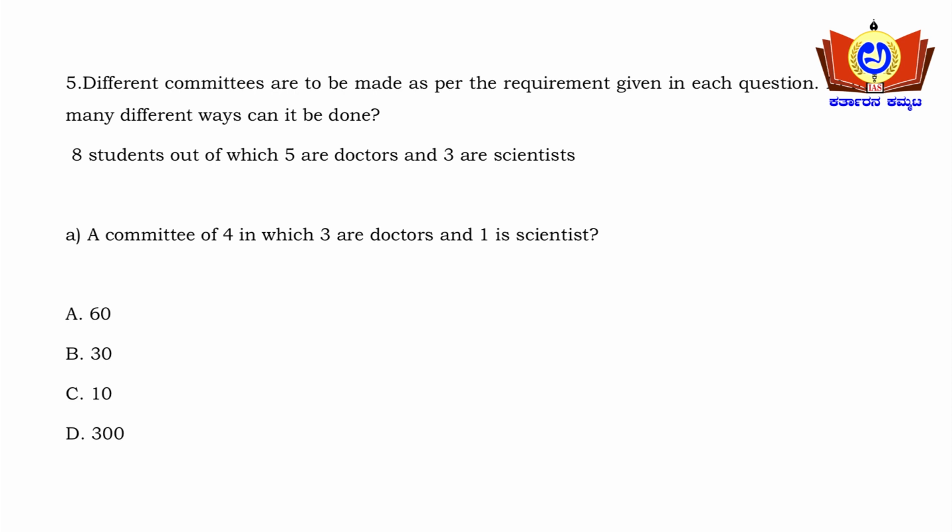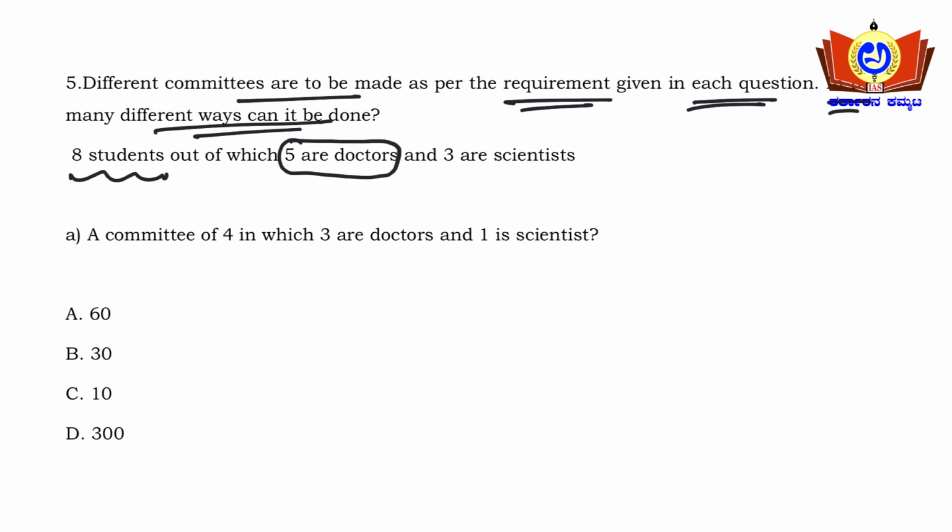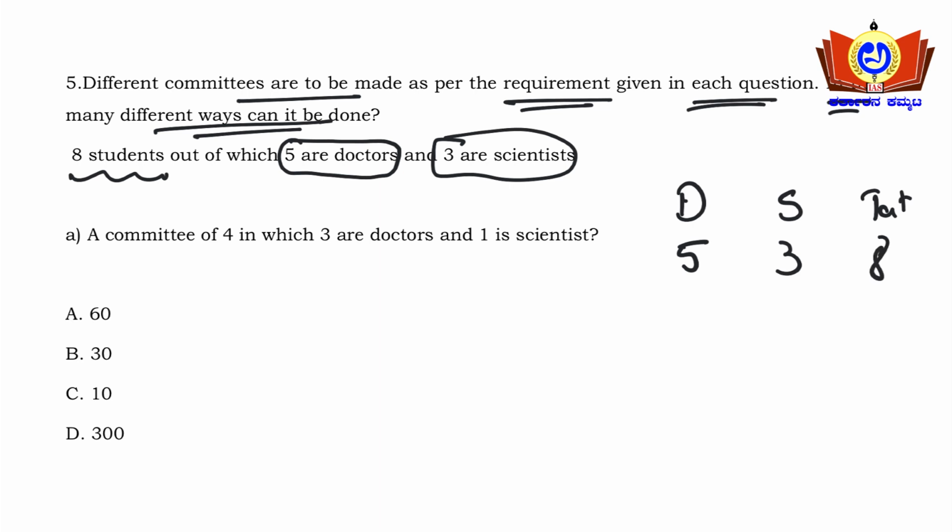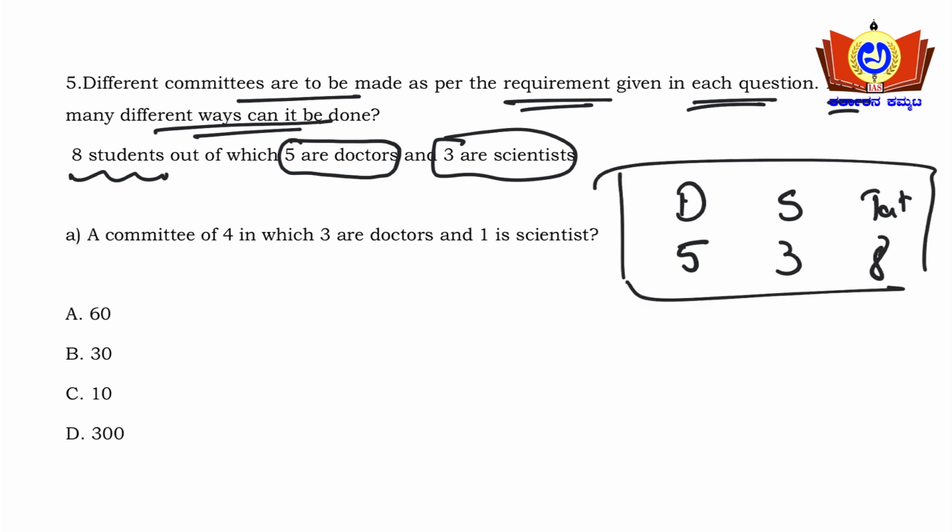See here, different committees are to be made as per the requirement given in each question. In how many different ways can it be done? The first question: 8 students are there, out of which 5 are doctors and 3 are scientists. So how many doctors are there? Doctors are 5, and scientists are 3. So the total will be 8 students. This is the given condition.